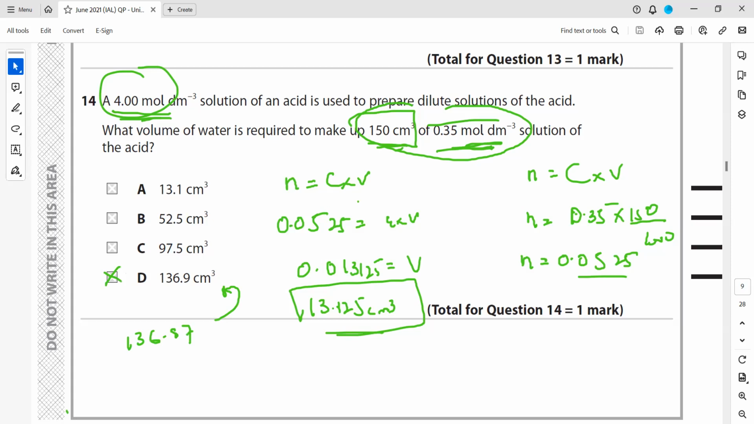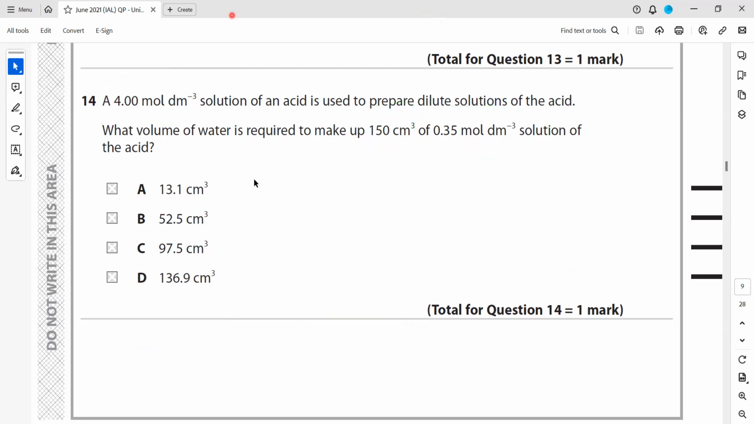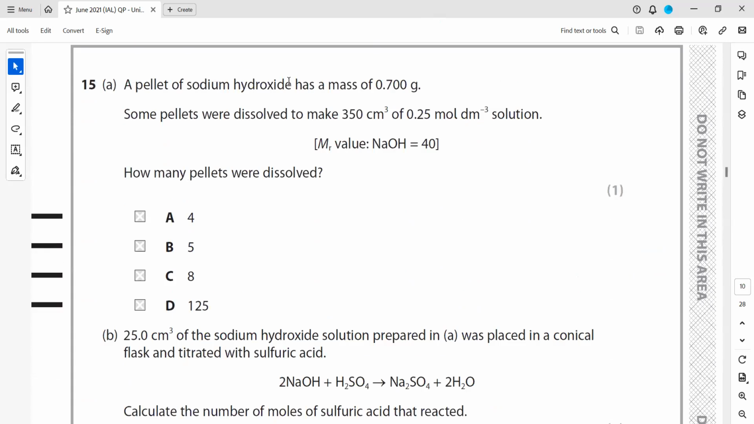So first, we have the volume and concentration. We work out how many moles are there in our final solution. And the moles in the final solution will be the moles in the original solution. From the moles and the concentration of the original solution, we worked out the volume of the original solution. But the question is not the volume of the original solution. The question is how much water should be added to the original solution so that it becomes diluted to 0.35 mole per dm cube. That's why we subtract the two volumes to know how much water must be added. We can dilute the solution by simply adding water.